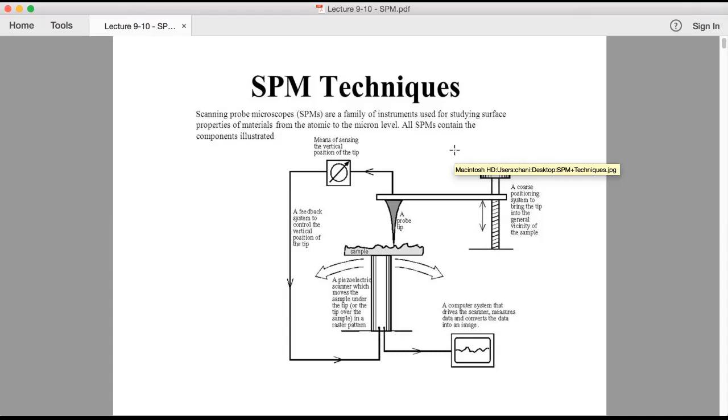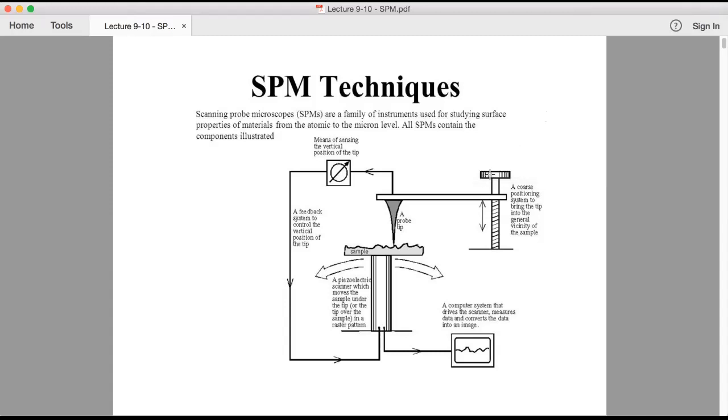They are very powerful and can have very high resolution, up to a single nanometer. So far, I think scanning tunneling microscopy, which comes under the scanning probe microscopy category, has the highest atomic resolution to date.